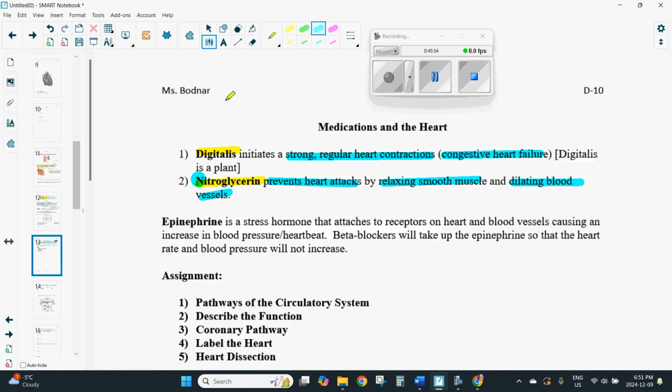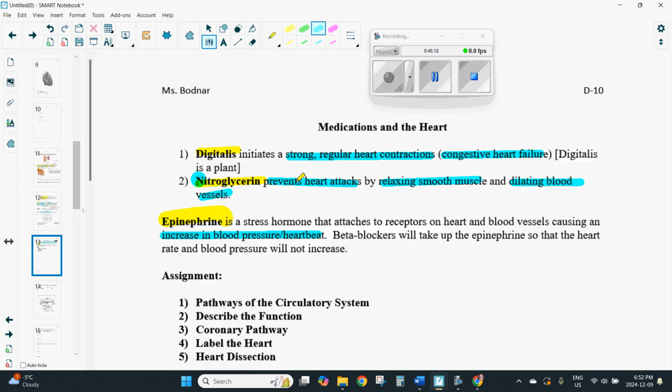And then the last one is epinephrine. Epinephrine is used for multiple scenarios, but it's actually a stress hormone that our body is naturally producing, and it attaches to receptors on the heart as well as blood vessels, and it causes an increase in blood pressure and heartbeat. So this can be used for a variety of scenarios.